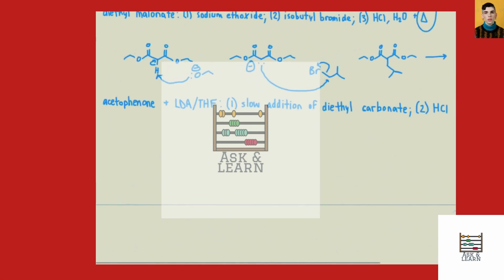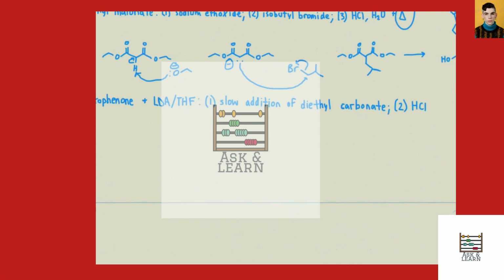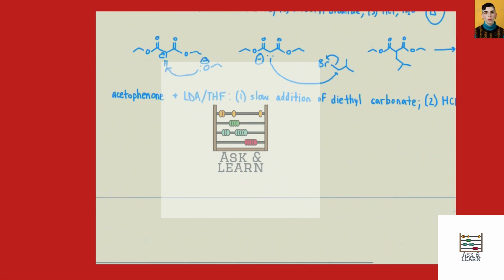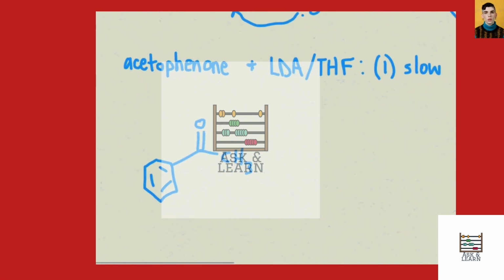Okay, next up we have acetophenone reacting with LDA and THF, and then a first step of slow addition of diethyl carbonate, and a second step of HCl. So acetophenone is going to look like this. One, that corresponds to a ketone, phen, that corresponds to a benzene as a substituent, and then aceto just corresponds to a CH3 connected to my ketone. So I'm going to have my ketone, my phenyl group as a substituent, and then the connection to my CH3. So that is acetophenone. Another way to call that is methylphenylketone.